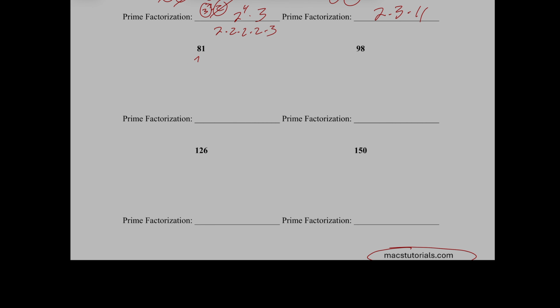81, hopefully you see that as 9 times 9. 9 is going to be 3 times 3. Well, so this 9 is also going to be 3 times 3. And I'm just left with 3 times 3 times 3 times 3. Or you could write 3 to the 4th.